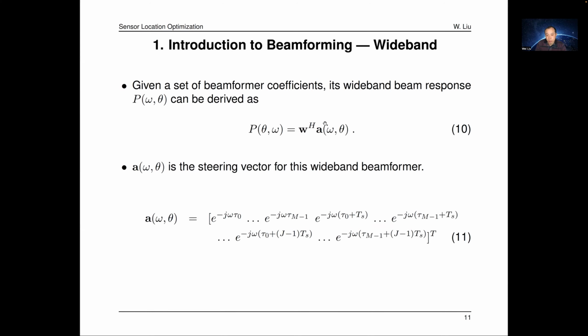It is given by W Hermitian transpose times A, where A is the new steering vector. W is defined already. The first M elements are the same as for the narrowband case, but you need to add extra delays for the wideband case: TS, then 2 TS, until (J minus 1) times TS. So you have this big steering vector for the wideband case.